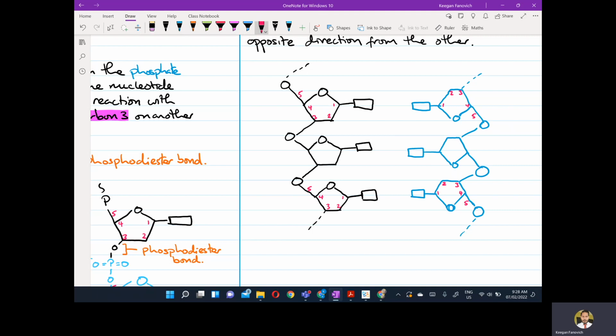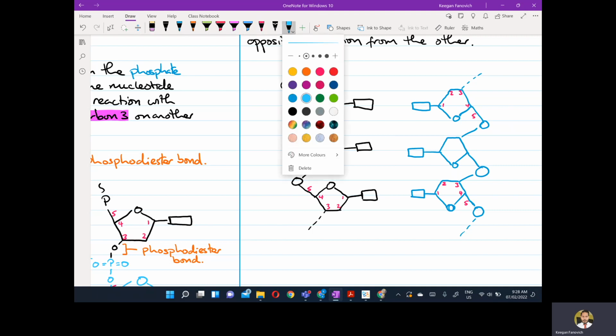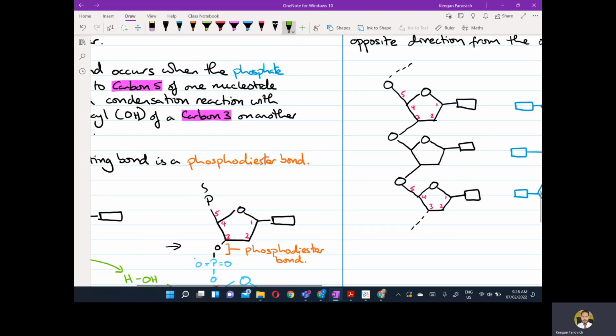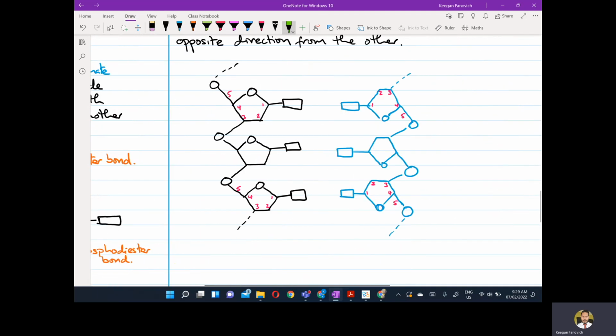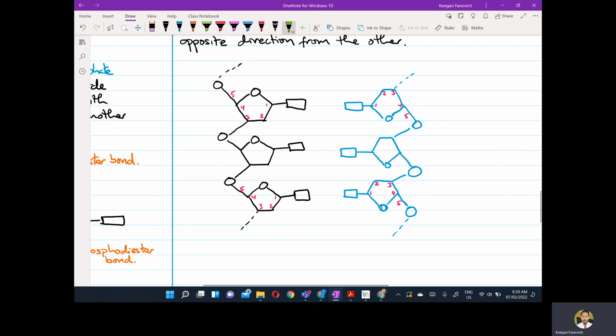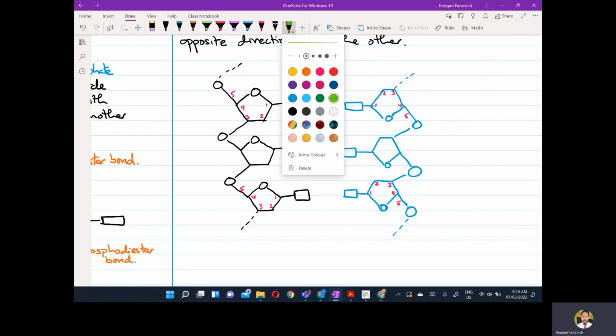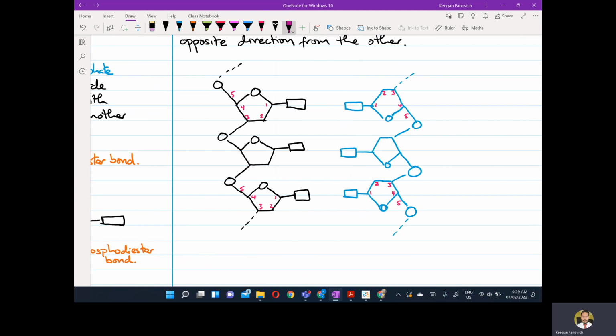Now, they're actually held together by hydrogen bonds that occur here in between. I used green for the, okay, that's fine. So let me see, change to purple. Purple could work. We have hydrogen bonds that occur here.